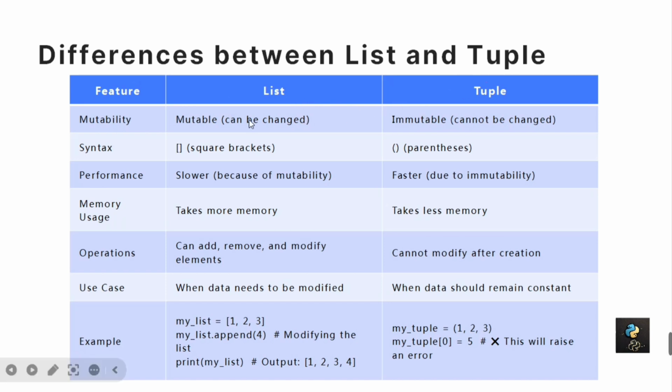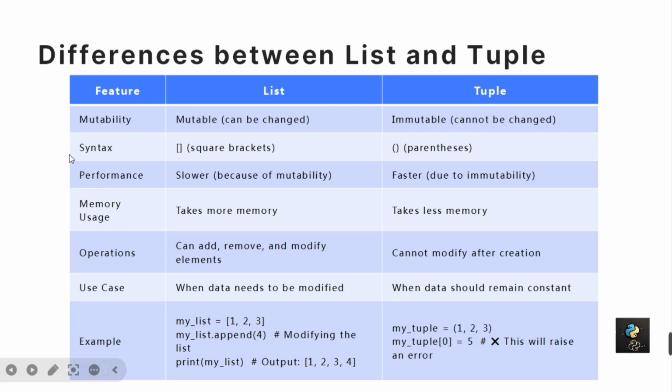First difference is that list is a mutable data structure in Python and tuple is an immutable data structure in Python. Meaning once the list is created, we can change the elements of the list. But once the tuple is created, we cannot change any elements because of this immutable nature. And list is created with square brackets and tuple is created with parentheses.